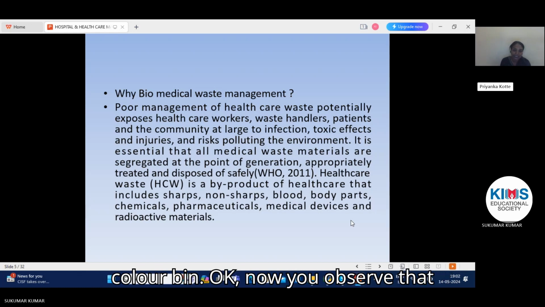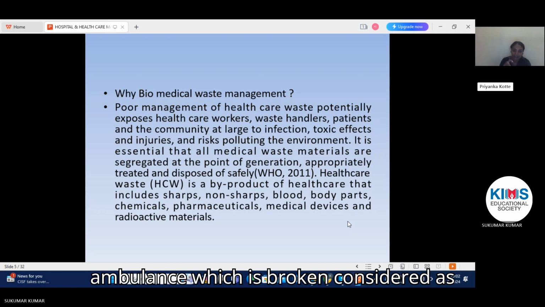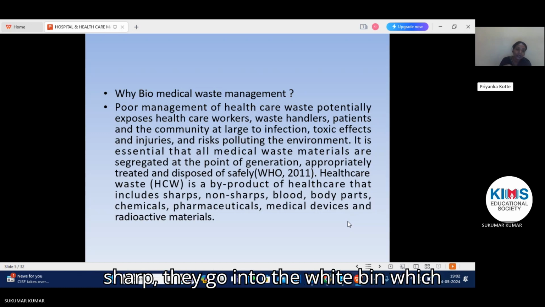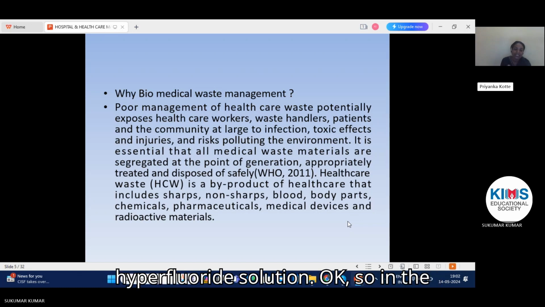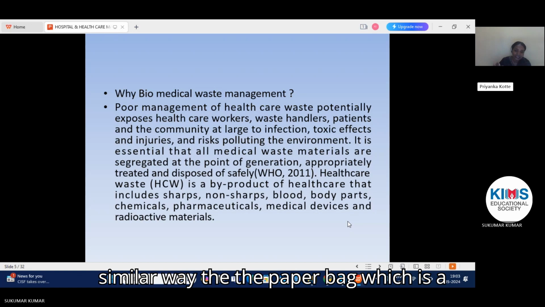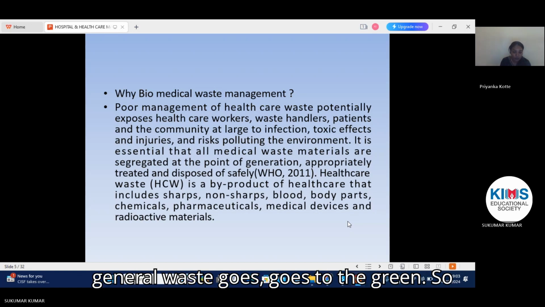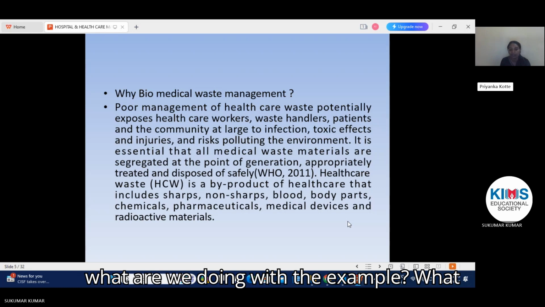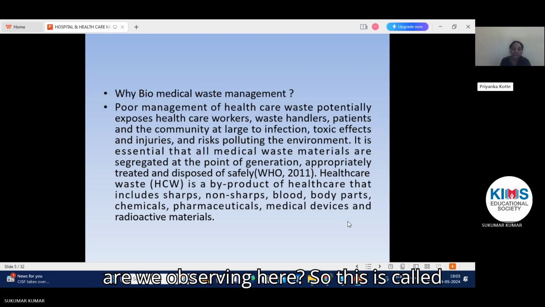Now observe that nurse who has given an injection. She will be throwing the syringe and the plastic material, whatever it is, into the red bin. The needle and the ampule which is broken, considered as sharps, go into the white bin, which contains hypochlorite solution. In a similar way, the paper bag, which is general waste, goes to the green bin. So what are we observing here? This is called segregation at the point of generation.